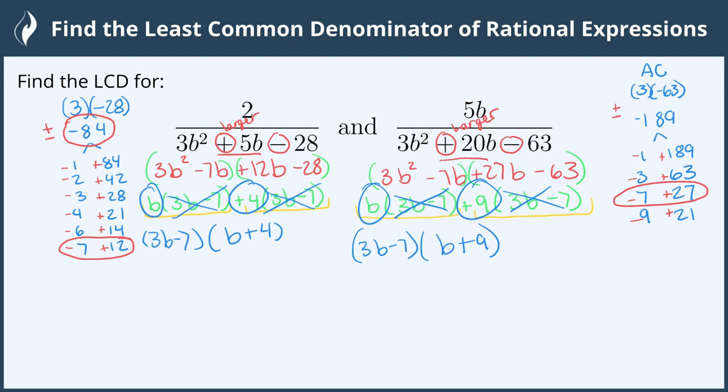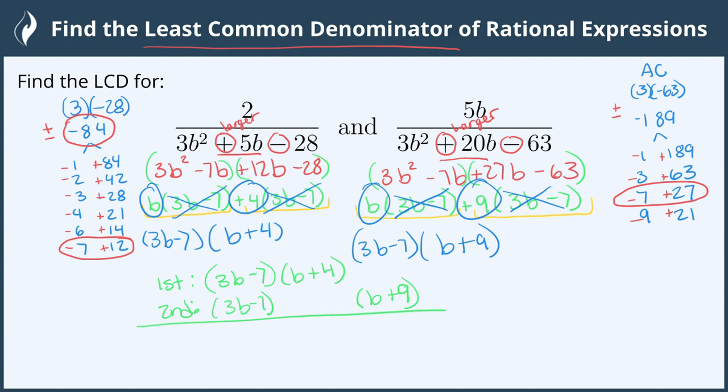We're looking for the least common denominator. So we're going to find all of the factors of both of them, but we don't want to duplicate any factors. One way to do this is to line them up. For the first denominator, we have 3b minus 7 and b plus 4. For the second denominator, our factors are 3b minus 7. We don't have b plus 4, but we do have b plus 9.